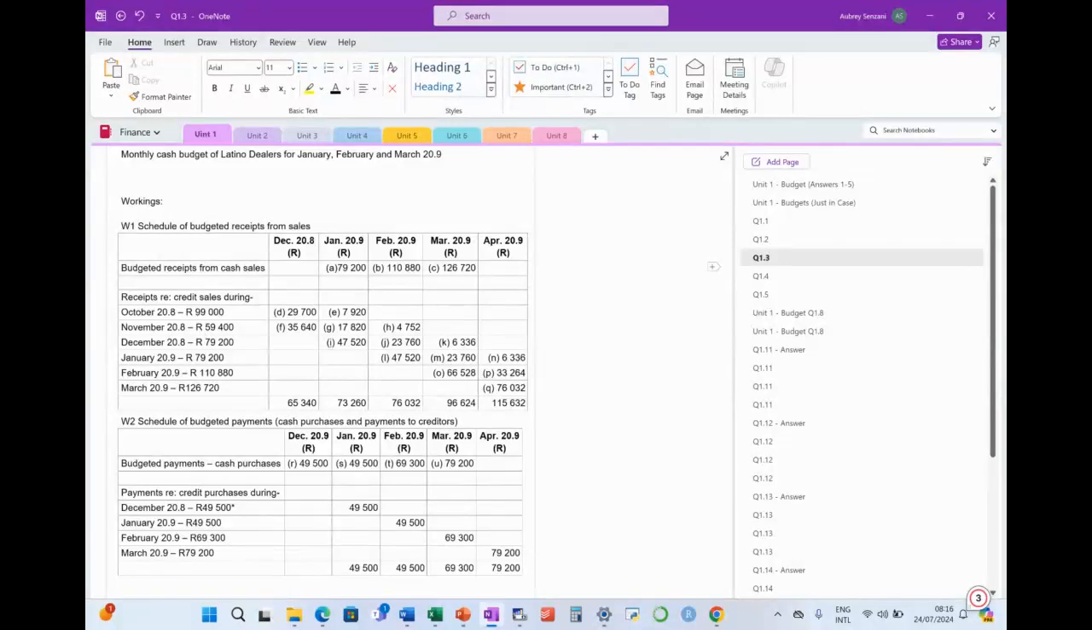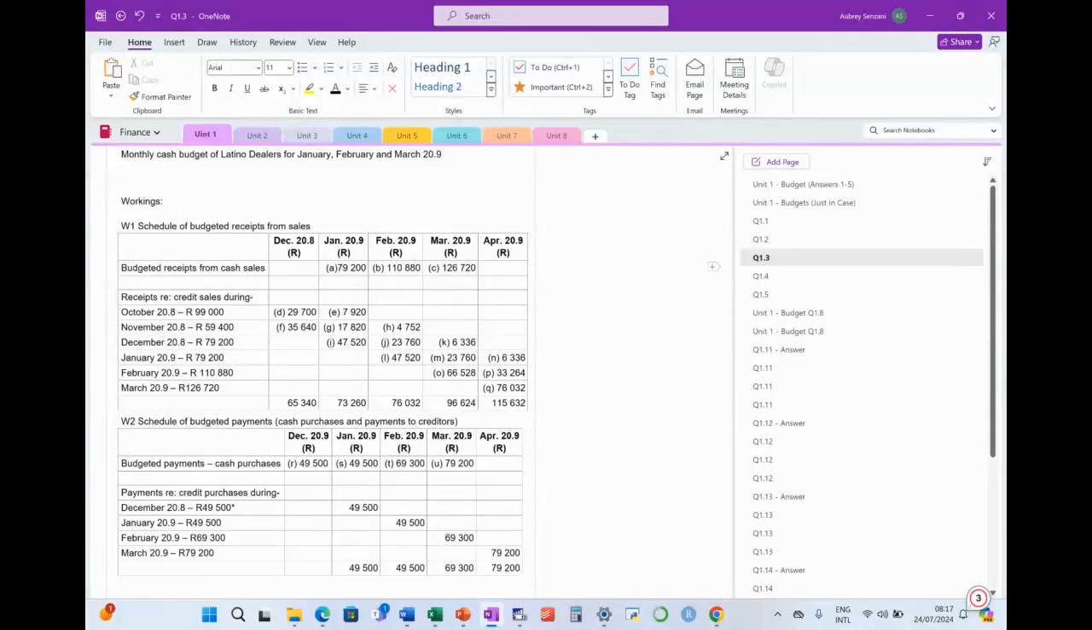All right, then it goes on to say debtors usually pay their debts as follows. Again, this is stuff we've seen before. 60% in the month following the month of the sales, 30% in the second month following the month of the sales, 8% in the third month following the month of the sales, 2% is written off as irrecoverable in the last month of collection. Okay, right. So that's basically our sales breakdown in order for us to do our schedule for our budgeted receipts.